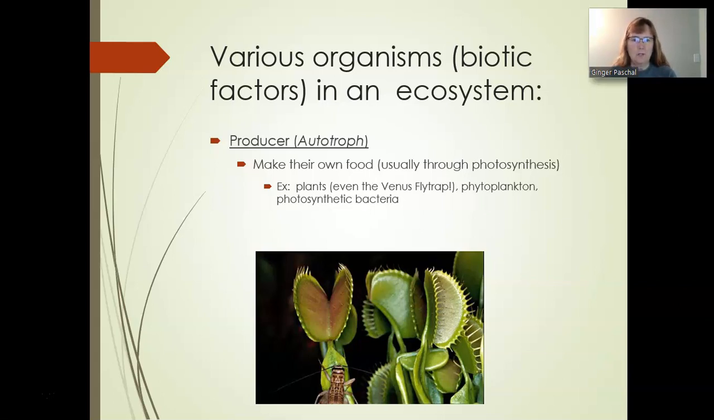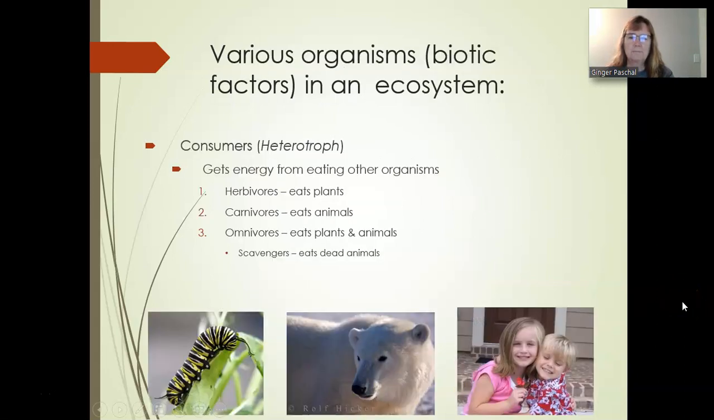So the first category we're going to talk about are producers. Producers are what we call autotrophs. In other words, they make their own food. They usually do this through a process called photosynthesis. Examples of organisms that do that are things like plants, phytoplankton, photosynthetic bacteria, and yes, Venus flytraps are even examples of this. They are still plants. Yes, they can catch flies and get their energy that way, but they get most of their energy through the process of photosynthesis.